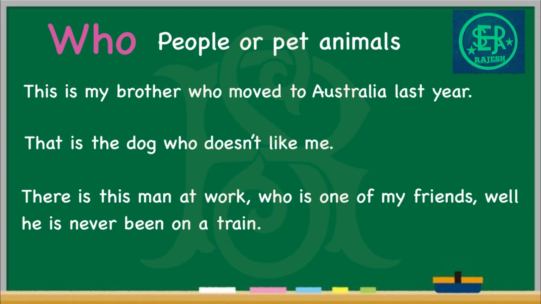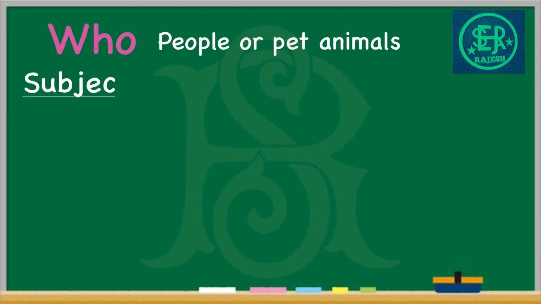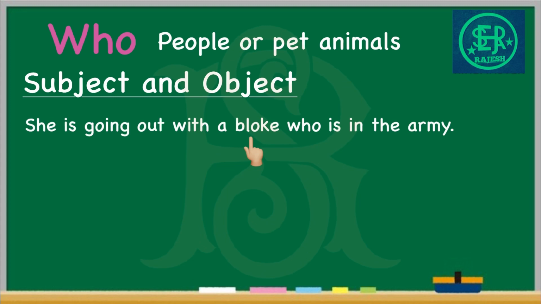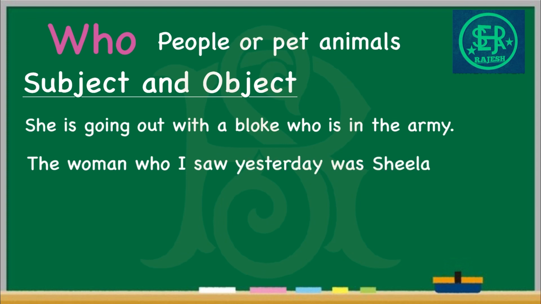Next we can look at how who can act as the subject or the object of a relative clause. Look at the example here. She is going out with a bloke who is in the army. Here, who refers to a bloke and is the subject of is in the relative clause. Bloke is an informal word for a man. Next example, the woman who I saw yesterday was Sheila. Here, who refers to the woman and is the object of saw in the relative clause.